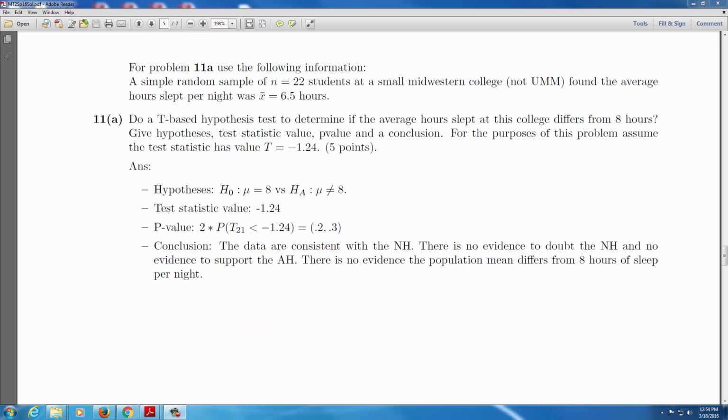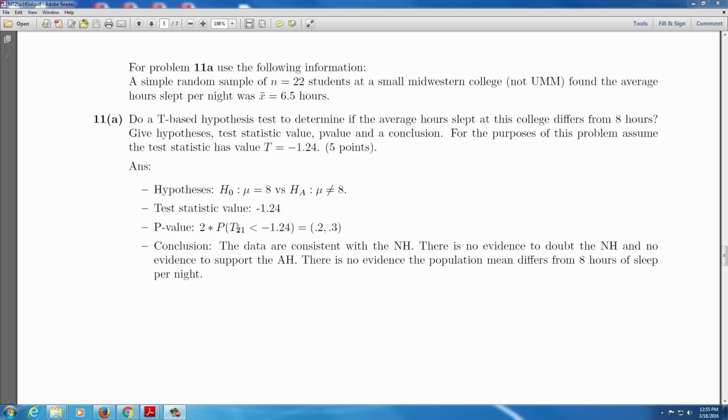On problem 11 on page 5, there was a t-test about a quantitative variable, hours slept, and we wanted to know whether the average sleeping time mu differs from 8 hours. That's the alternative hypothesis, mu not equals 8. The null hypothesis would be that mu equals 8. The t-statistic was provided in the problem, negative 1.24. A lot of people decided they needed to compute this on their own. I don't know why. I'd given it to you, so shame on you for trying to compute something that I've already given you.